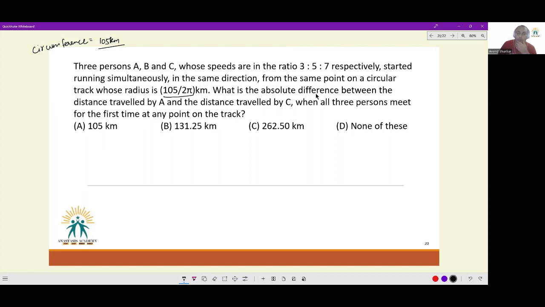What is the absolute difference between the distance traveled by A and the distance traveled by C when all 3 persons meet for the first time at any point on the track? Okay. The ratio of the speeds is given as 3 and 5 and 7. Let their actual speeds be 3 kilometers per hour and 5 kilometers per hour and 7 kilometers per hour. So A and B will meet after 105 by 2 or after 52.5 hours.